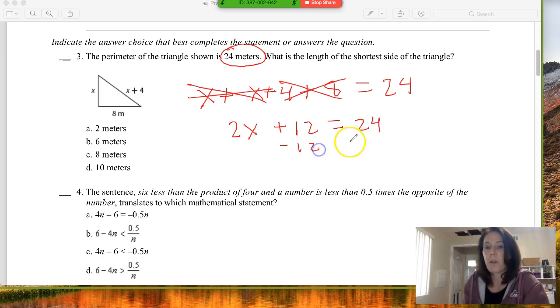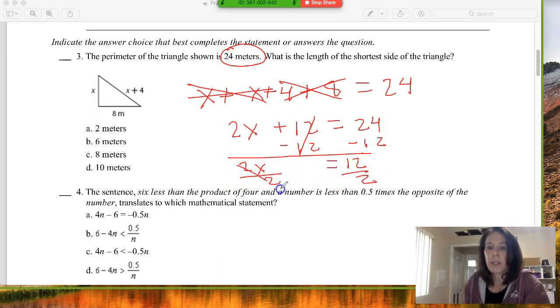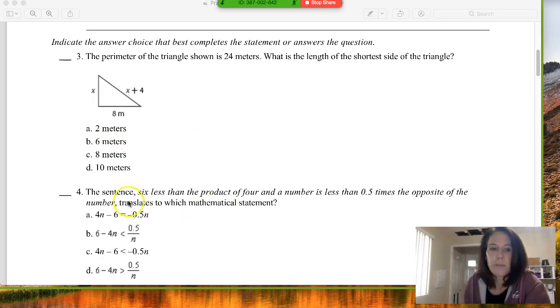I'm going to subtract 12 from both sides. I get 2x. That goes to 0. Bring down the equals. 24 minus 12 is 12. Now divide both sides by 2. And you're going to get x equals 12 divided by 2 is 6. So I know x is 6. So this is 6. And this is 6 plus 4, or 10. So this is 6 meters, 10 meters, 8 meters. So what's the length of the shortest side? 6 meters. All right, on to the next one.